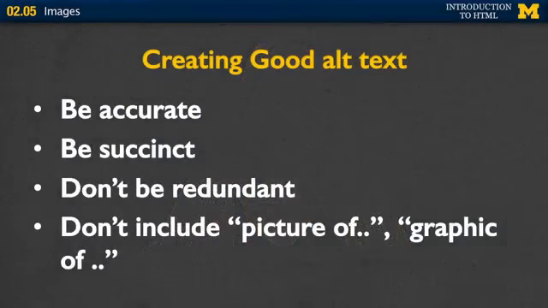When we talk about don't be redundant, what we're saying is don't include alt text that's already in the content of the page. If you have the image and in a paragraph underneath it, you describe it in detail, don't put that same content into the alt text. And finally, the one of don't include picture of, graphic of, that really goes back to just being succinct.